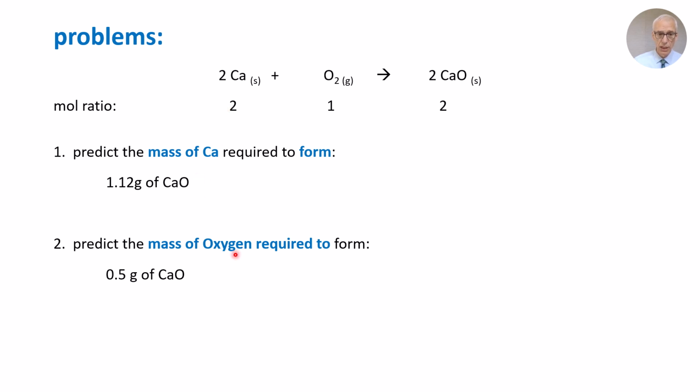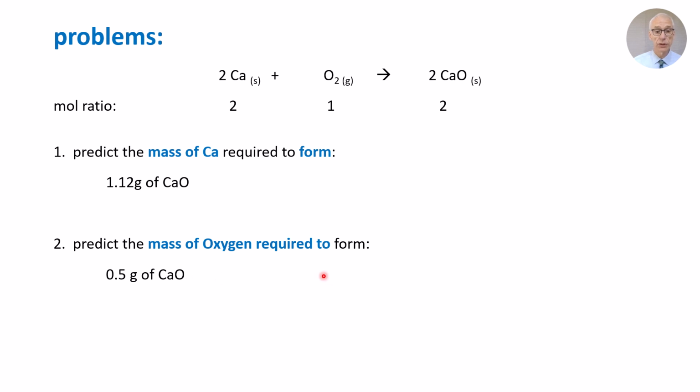So similarly, here's the required mass of product calcium oxide, 0.5 grams. What would be the required mass of oxygen to form that calcium oxide mass? So stop the lesson, see if you can carry out the calculation, come back to check and correct when you are ready.